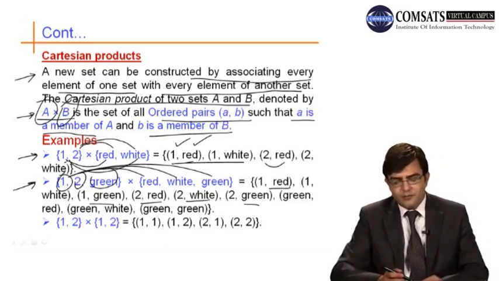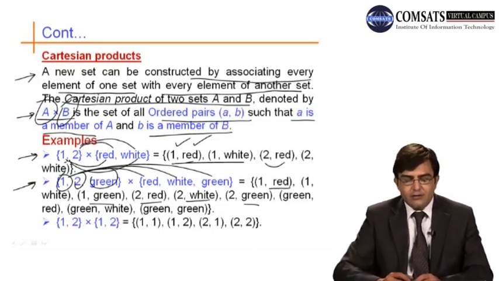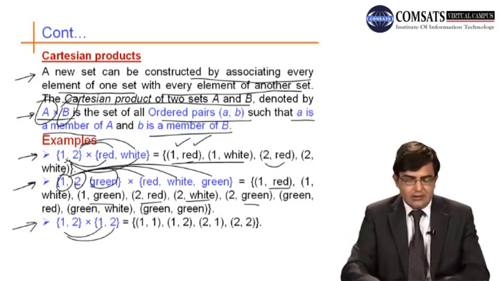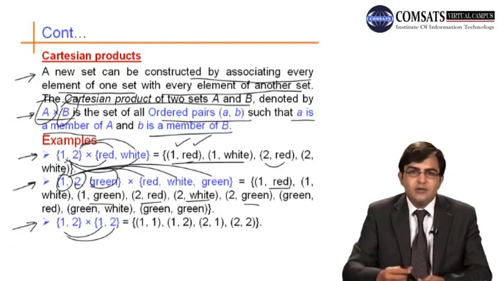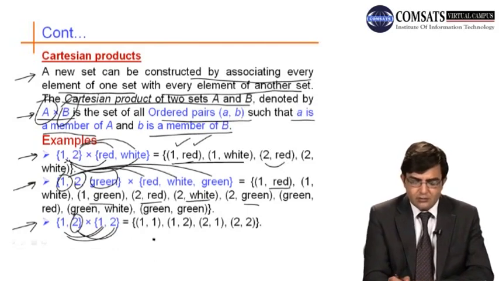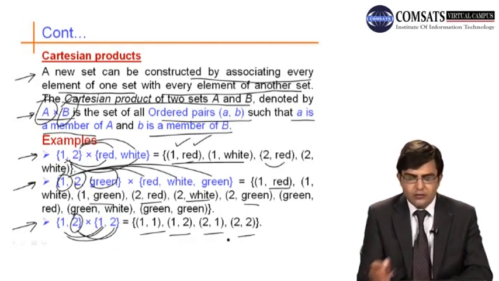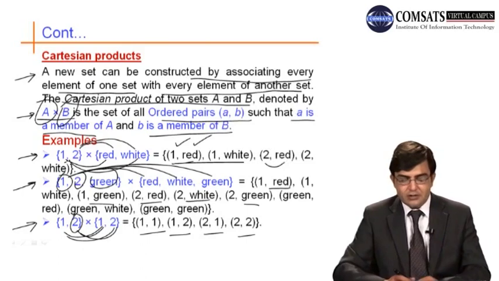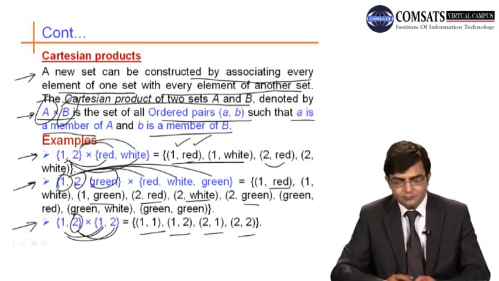So this is how we write the Cartesian product of any two sets, any two finite sets. In this example, we take 1 with 1, 1 with 2, and then 2 with 1, 2 with 2. So this is how we write the Cartesian product of two sets.